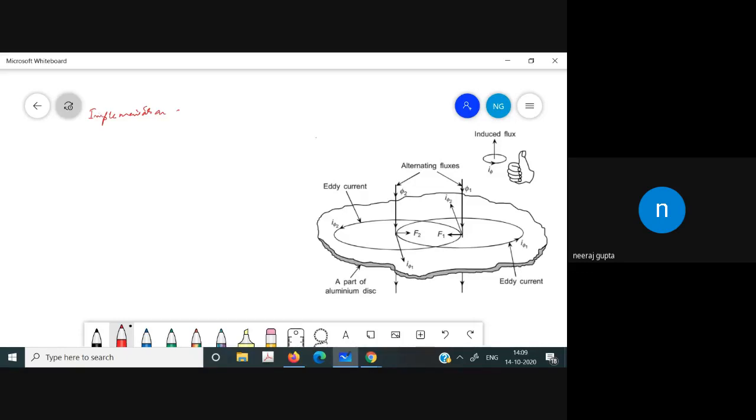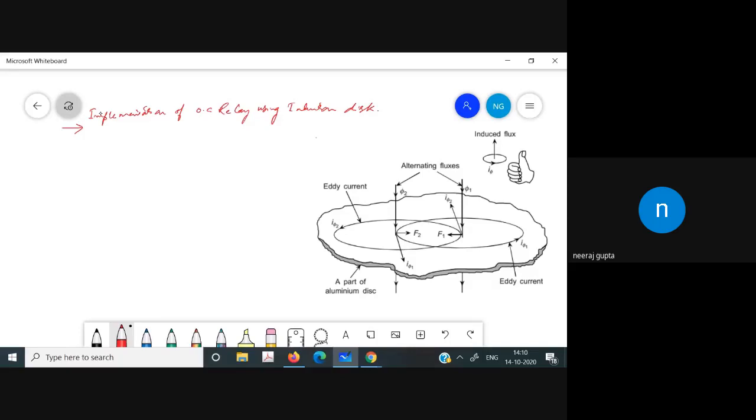So we will start with the implementation of the overcurrent relay using the induction disk. So implementation of the overcurrent relay using the induction disk.